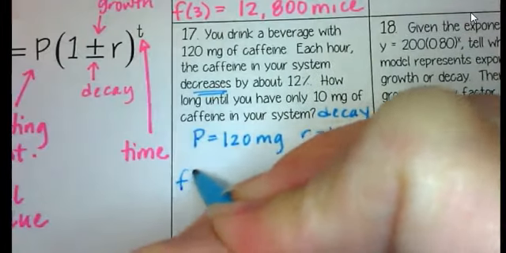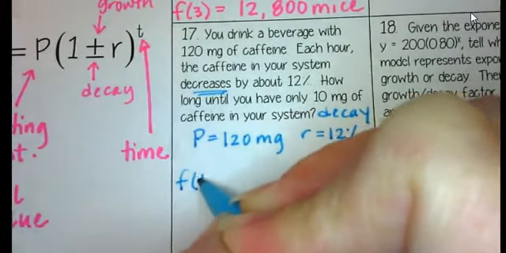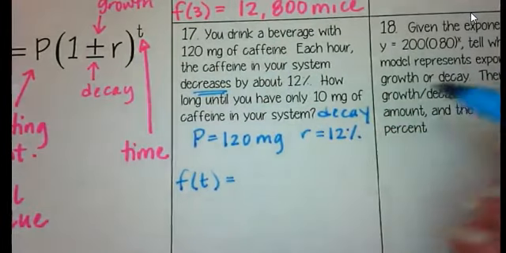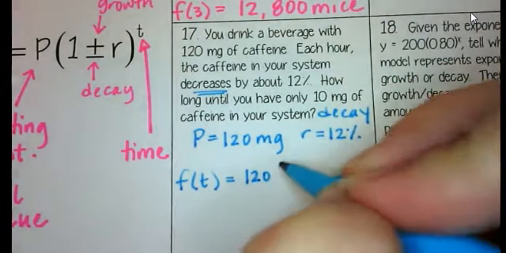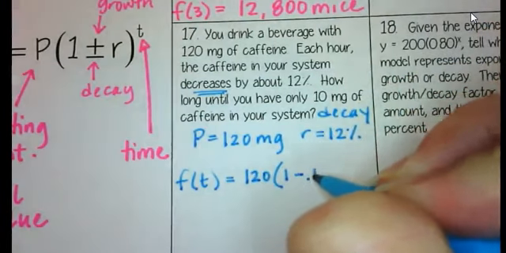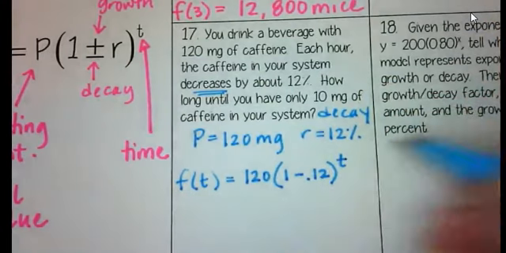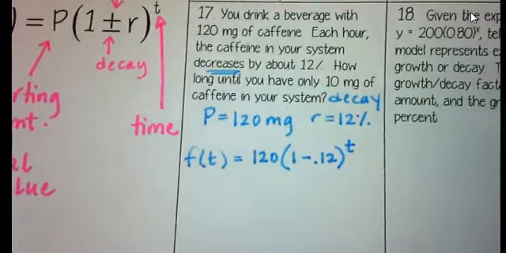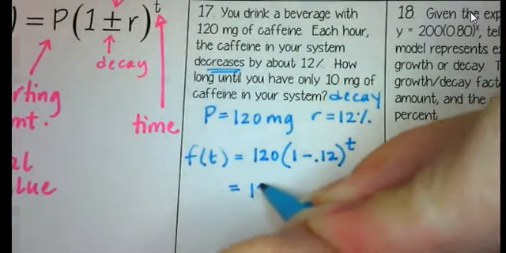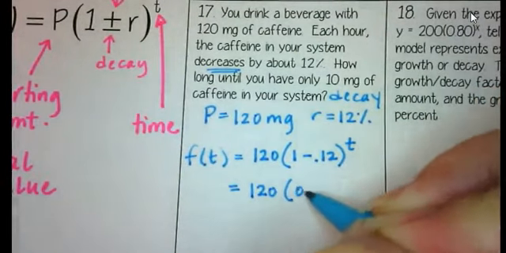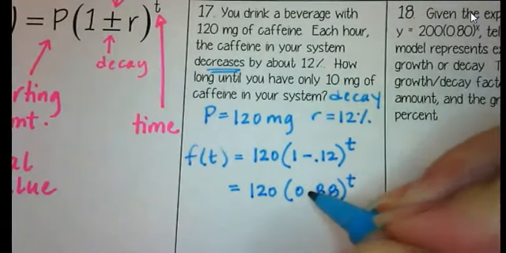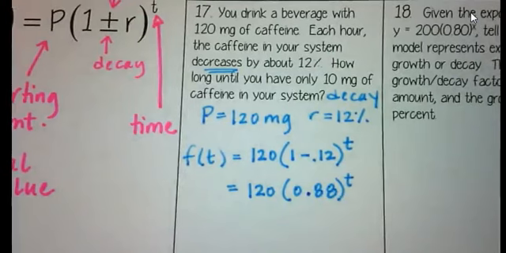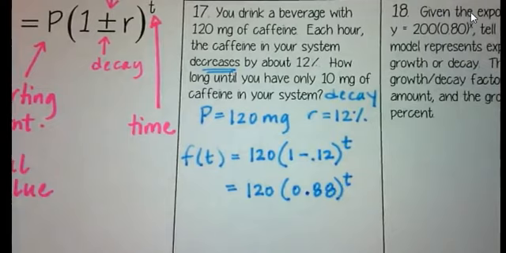So for our equation, I guess I really should write f of t instead of f of x. That was kind of a typo on my part. All right, the original amount is 120. We are going to subtract 12% each hour. Another way we could write this would be 120 times 0.88 to the t, because if we're taking away 12% each hour, that means we still have 88% left. So it's always based out of 100%.